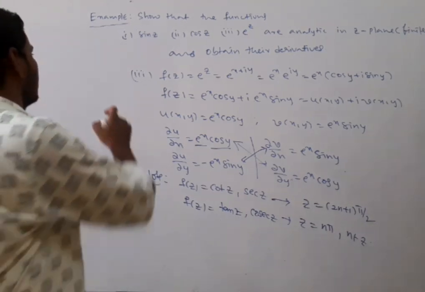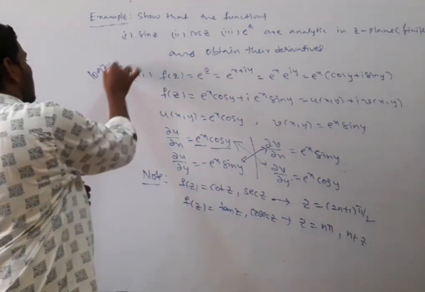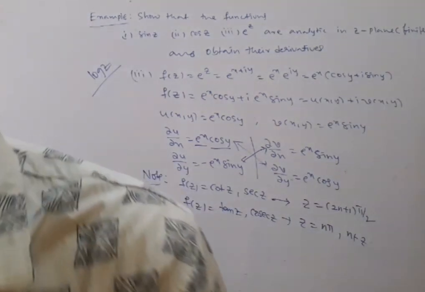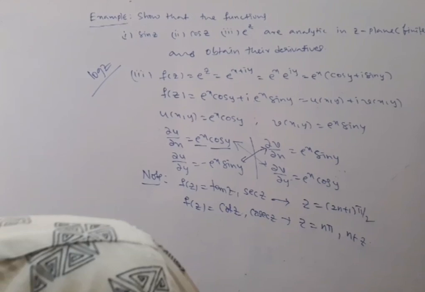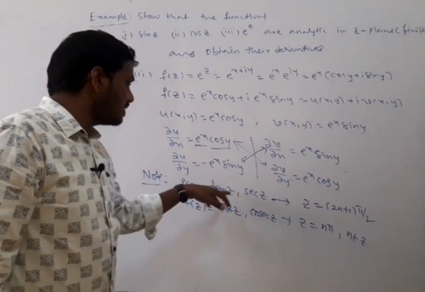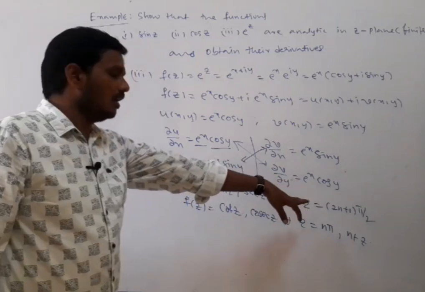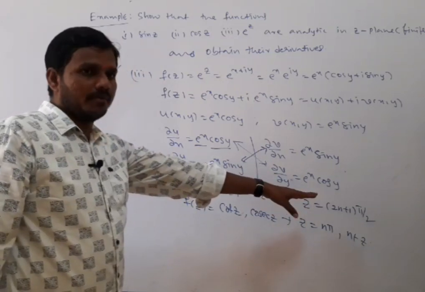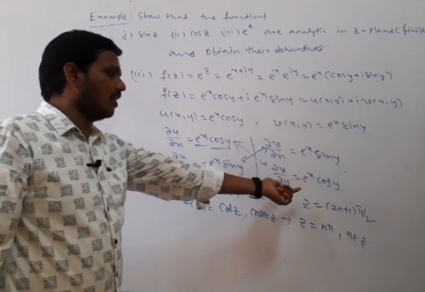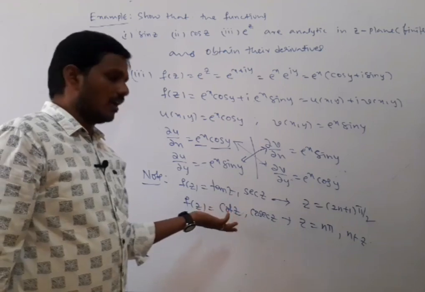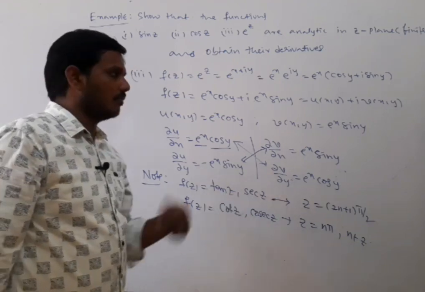You may try for log z. Check the analyticity of log z. Sorry, here there is a mistake. Tan z and secant z are not defined at odd multiples of pi by 2. They are not differentiable there, so they are not analytic at odd multiples of pi by 2. The remaining, cot z and cosecant z, are not analytic at z equals n pi.